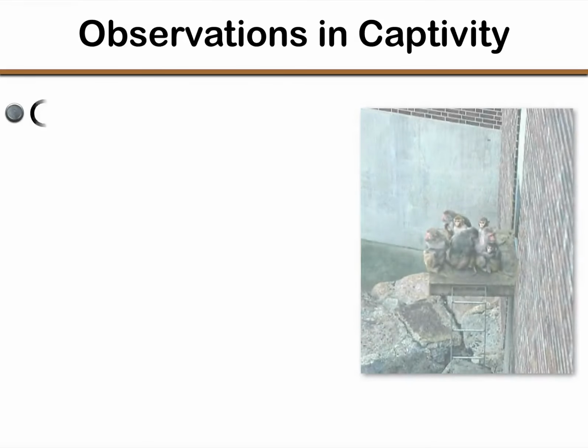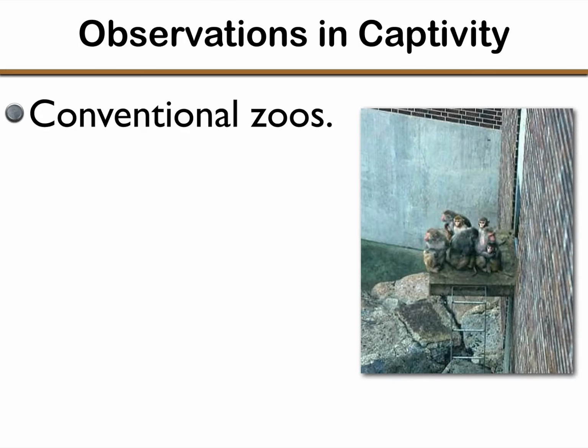Next to finally, observations in captivity. That would be more like a conventional cage type zoo. So, these are small enclosures. So now you have to start worrying a little bit more about external validity or generalizability, which I mentioned in another segment, because there's a possibility that there might be more artifacts because of the very artificial situations that we find in these zoos. Large aviaries would also qualify.